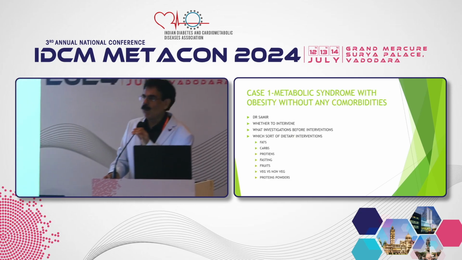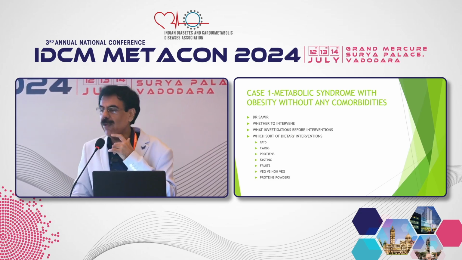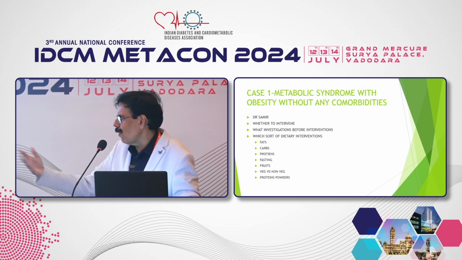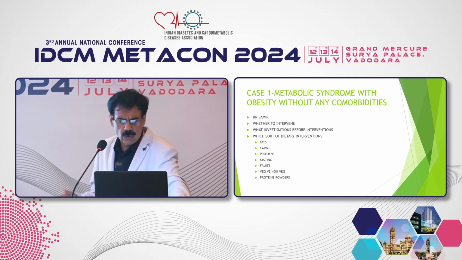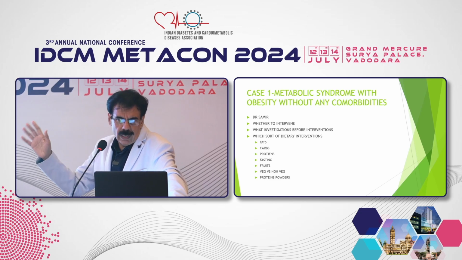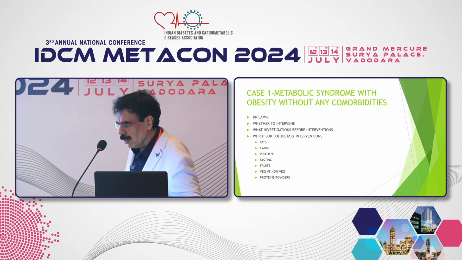So now we come to clinical cases. Dr. Samir will take up the first case. If you have a patient in your OPD who has come with metabolic syndrome and obesity, and he doesn't have diabetes, blood pressure, anything else, he's 25 years old, he's obese, and obese here we define as BMI 25 and more. So Dr. Samir, whether you will intervene, I'd like you to answer these questions.